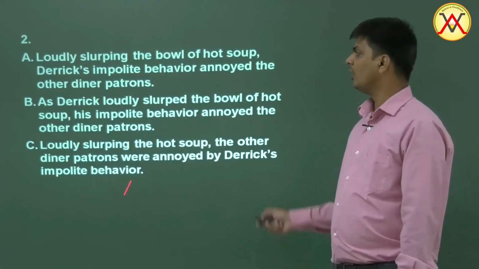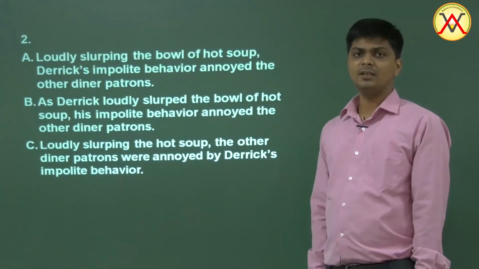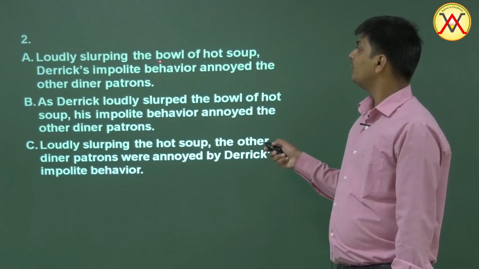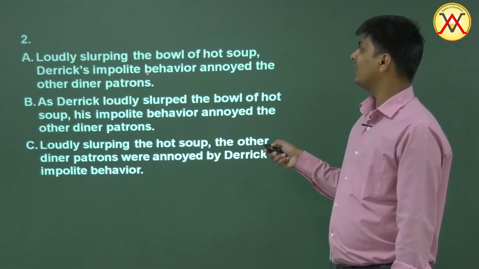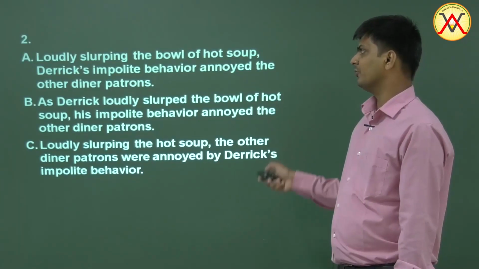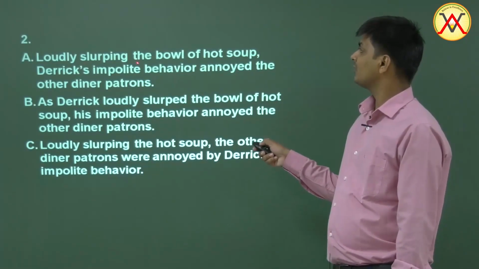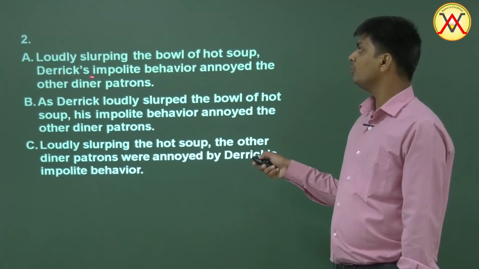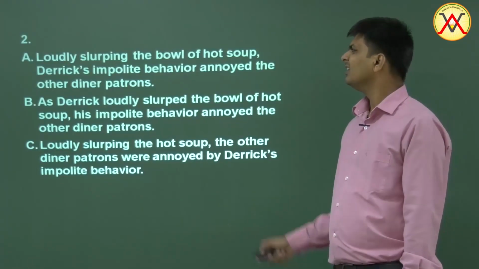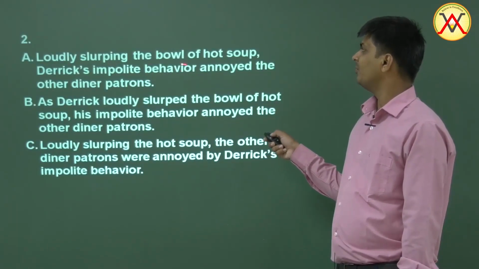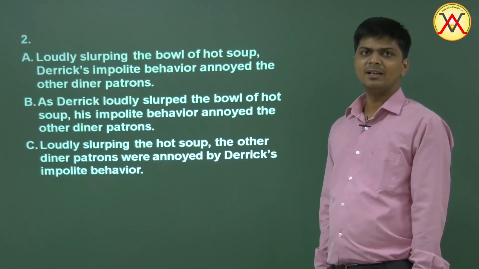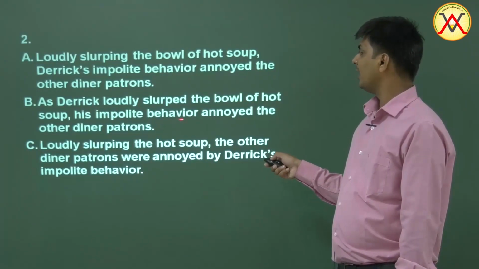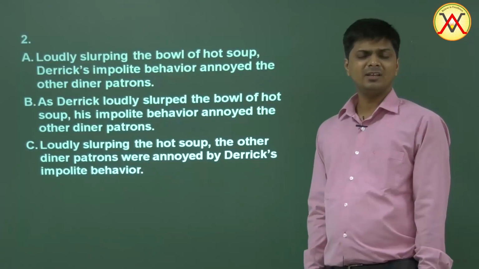The second one, again we have three options and we have to find out in which one of these three this modifier is placed correctly. "Loudly slurping the bowl of hot soup. Derek's impolite behavior annoyed the other diner patrons." Now in this, we have "loudly slurping the bowl of hot soup" and it is the modifier. It is put close to who? It is put close to Derek's impolite behavior. Well, can Derek's impolite behavior slurp a bowl of hot soup? No, it's misplaced here. Again, "As Derek loudly slurped the bowl of hot soup, his impolite behavior annoyed the other diner patrons." Here it seems to be right.